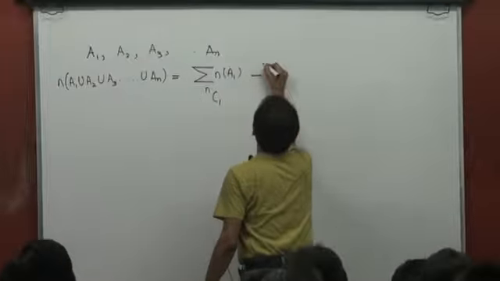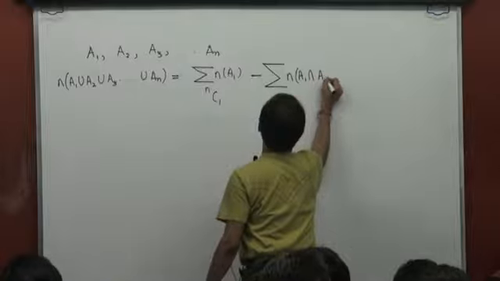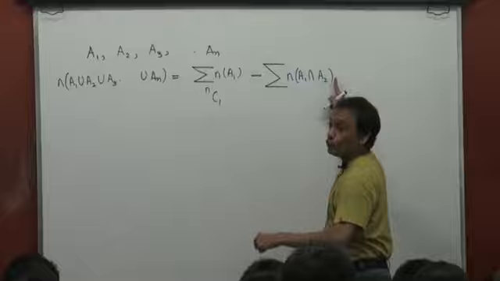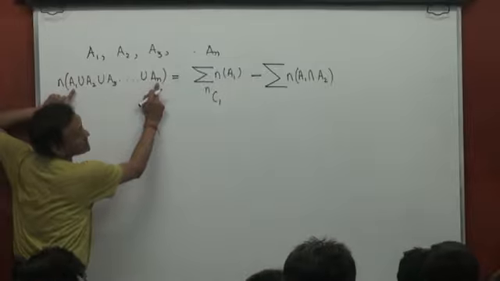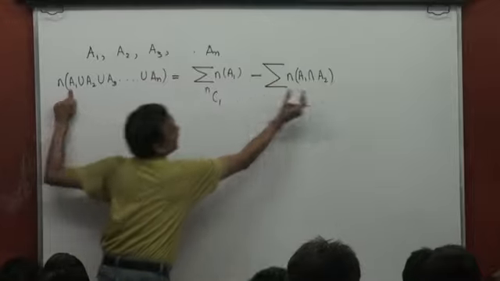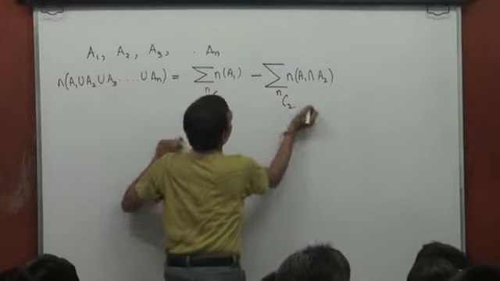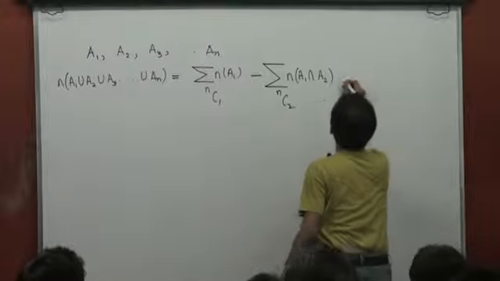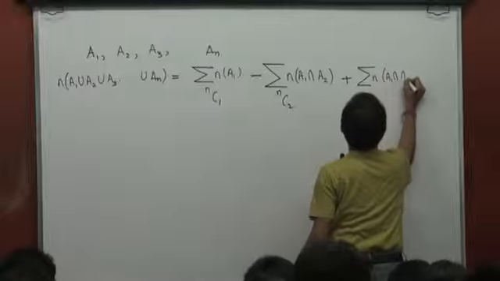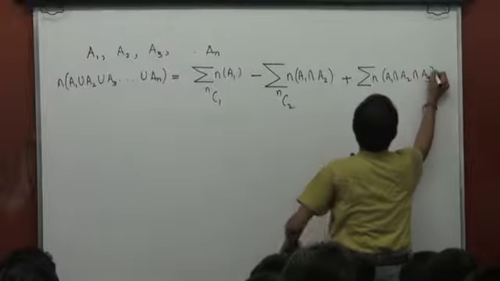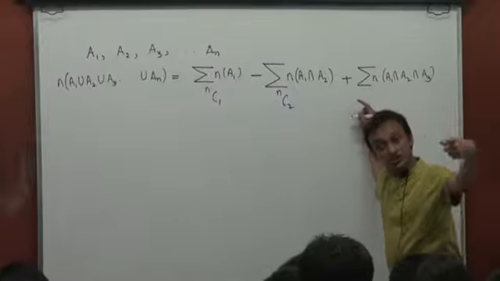The next summation would be terms of the following kind: number of elements in A1 intersection A2, A2 intersection A3, A3 intersection A1 and so on. And the number of terms in this second summation is going to be NC2, taking two at a time. NC2 terms will prevail in this summation, right? Similarly, taking three sets at a time, number of terms in this summation is going to be NC3.